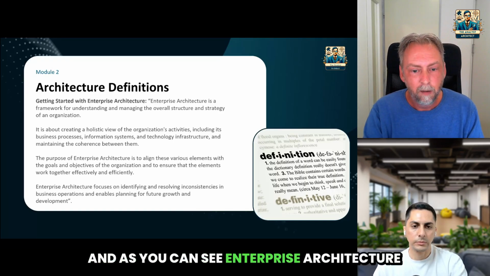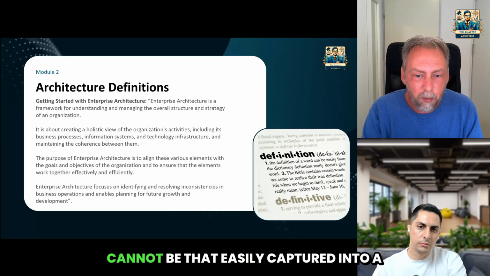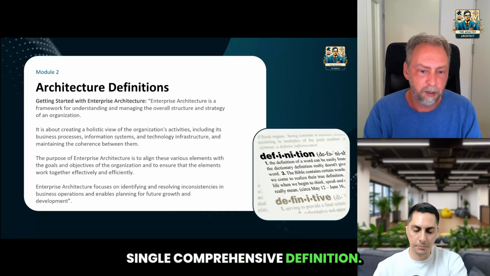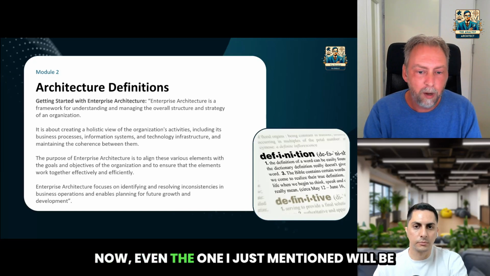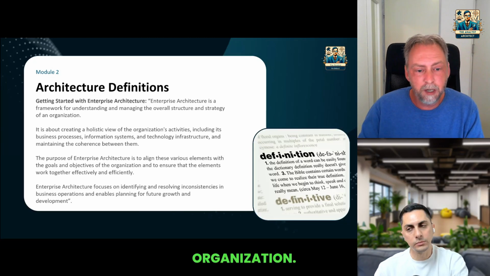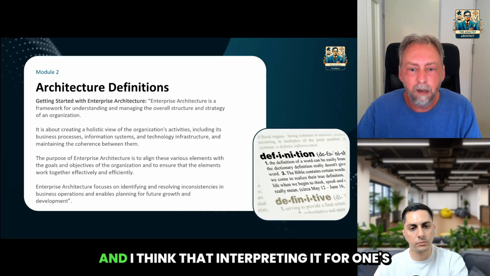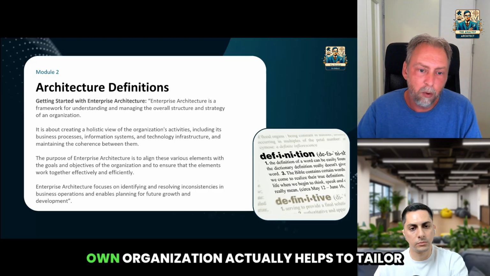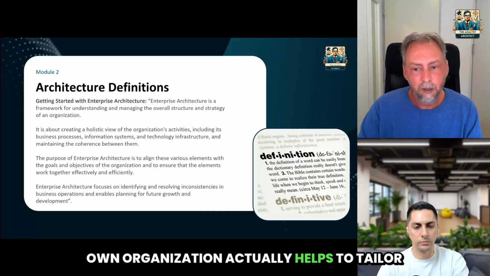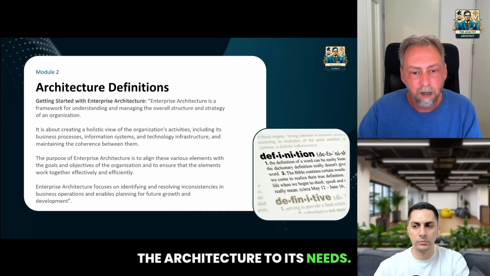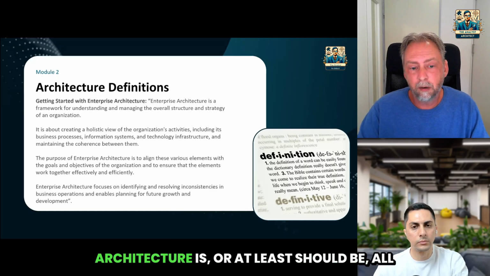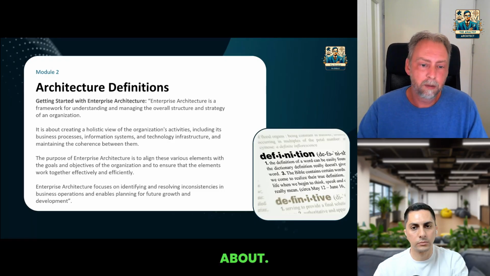And as you can see, enterprise architecture cannot be that easily captured into a single comprehensive definition. Now, even the one I just mentioned will be interpreted differently by each organization. And of course, that's fine, and it should be done so. And I think that interpreting it for one's own organization actually helps to tailor the architecture to its needs. And I think that's what enterprise architecture is, or at least should be, all about.